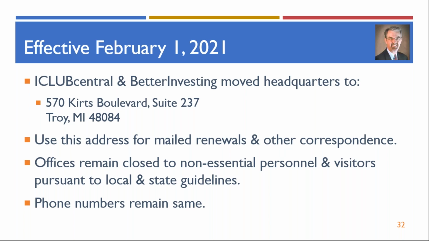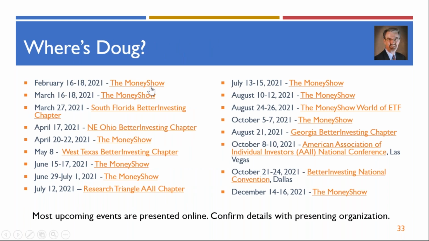If you are in a position of mailing a check or a renewal form, for instance, you would want to make sure to use that new address. Mail will be forwarded for the next few months, but I wouldn't trust the mail to be forwarded, even in the next few months. The offices do remain closed for non-essential personnel and visitors, pursuant to state and local guidelines. So don't drop by if you're in the neighborhood, and the move isn't yet complete into the new space. The phone numbers remain the same, and that's what's new for Better Investing.